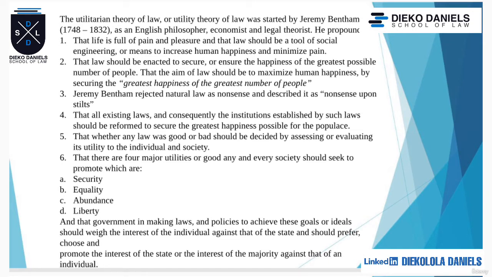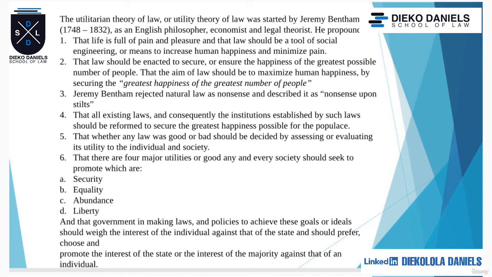And then Jeremy Bentham looked at the positivists. He said, no, I don't like this idea. He looked at the naturalists. He said, wow, this is nonsense. And according to his own words, this is nonsense upon stilts. I am going to give you something very different and unique. And then he came up with the utilitarian school of law, and he told us that for you to have a valid law, that law must derive happiness for the greatest number of people.